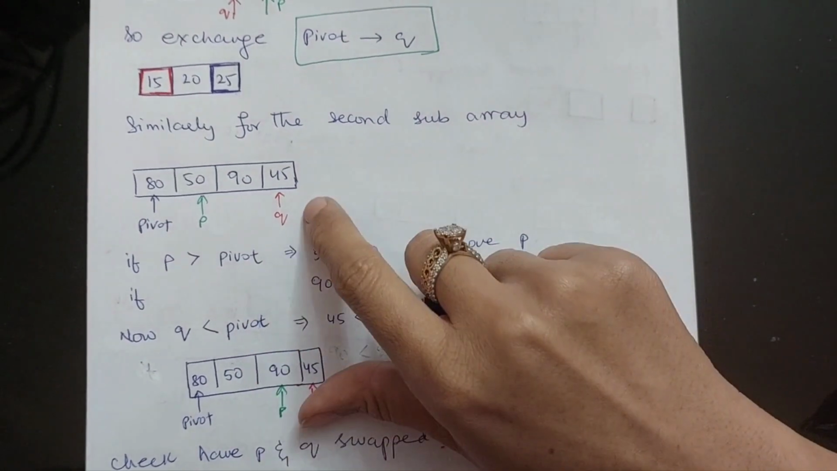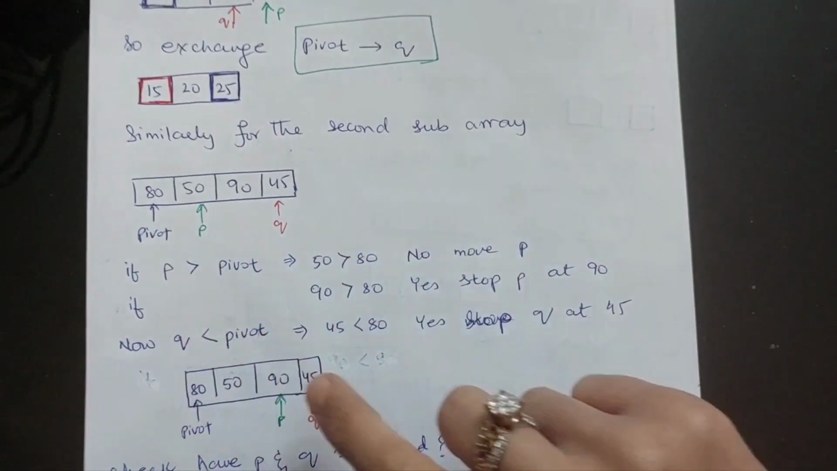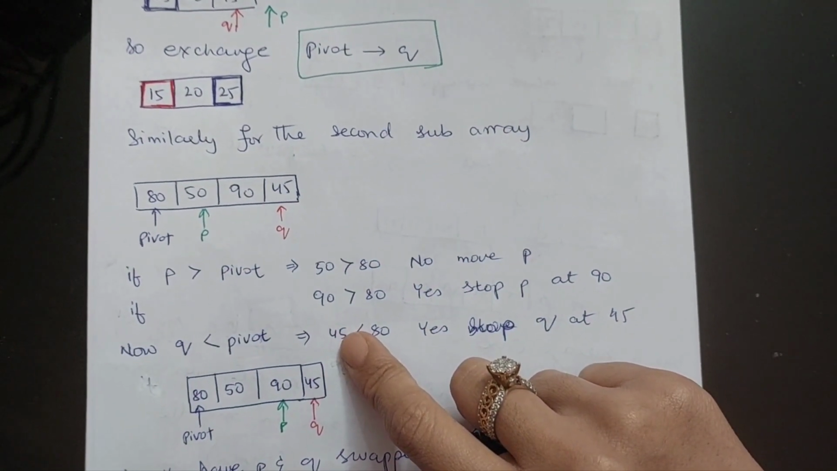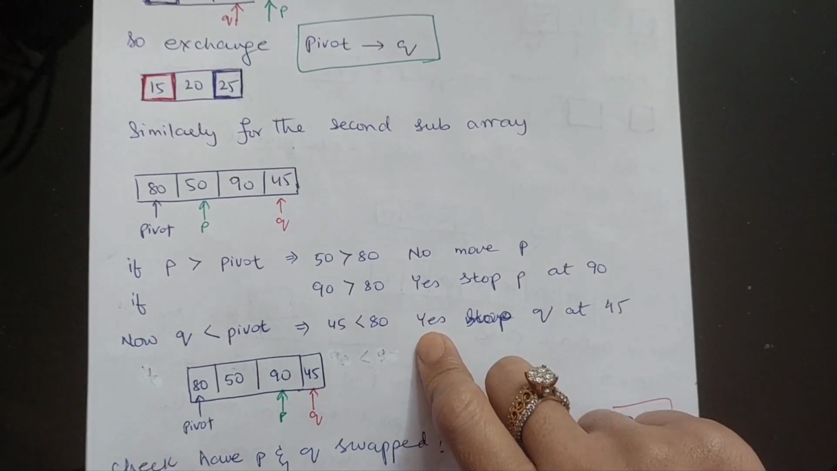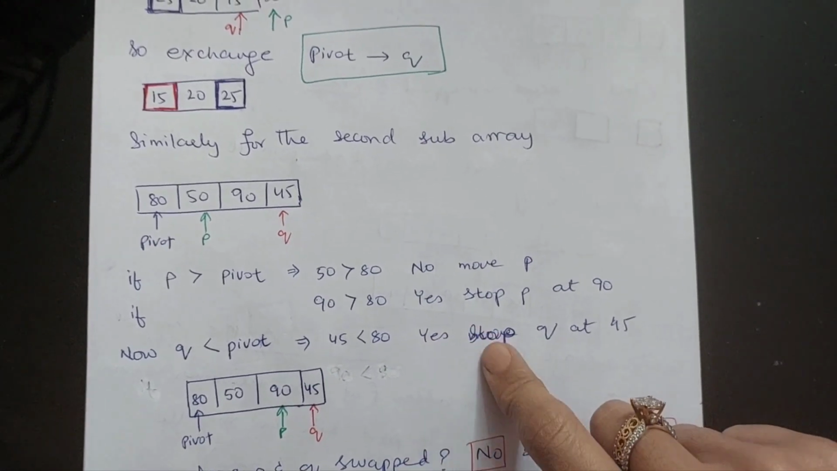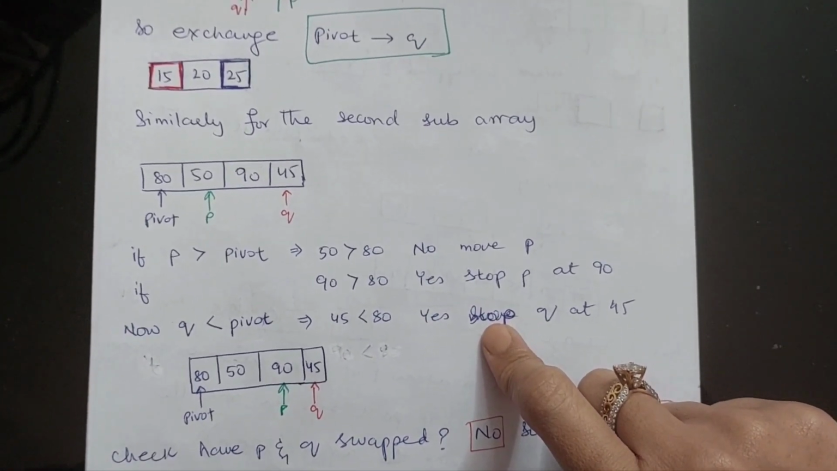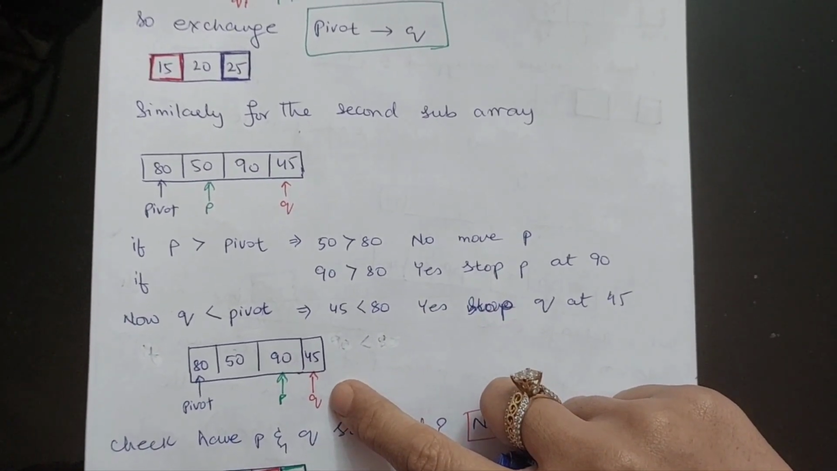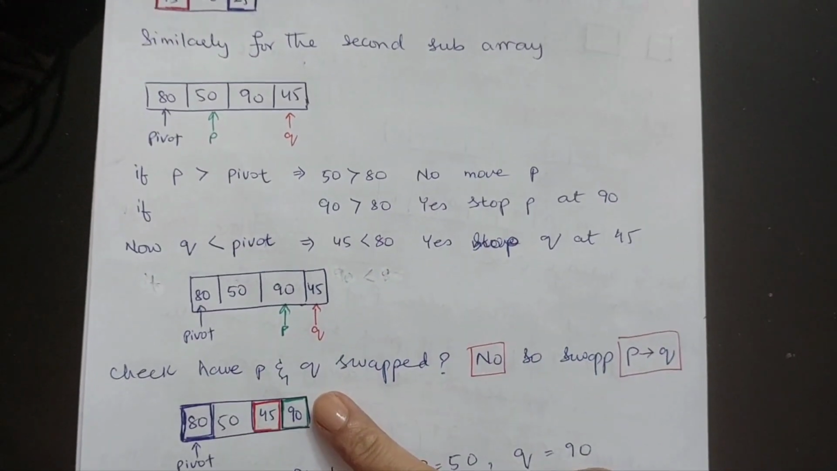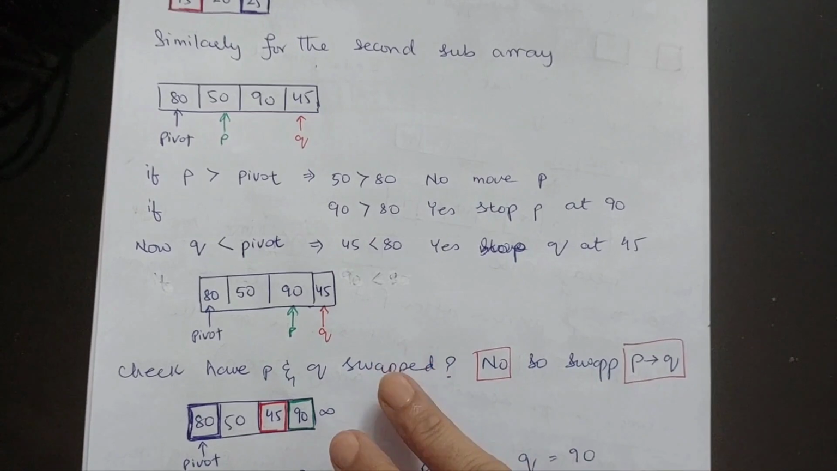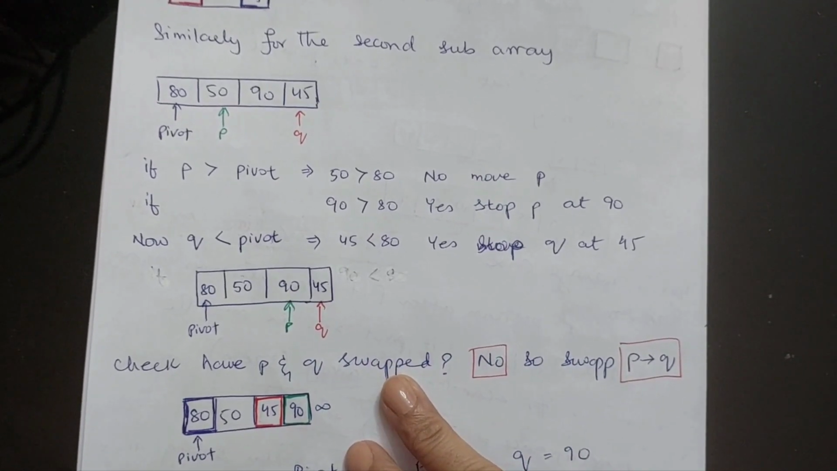Now for Q, is this Q smaller than your pivot, like is 45 smaller than 80? Yes, it means your stopping condition for Q is true, so you will simply stop the Q at 45. So it means that Q will be here and P will be here. So now check, have P and Q crossed each other? No, they have not crossed.